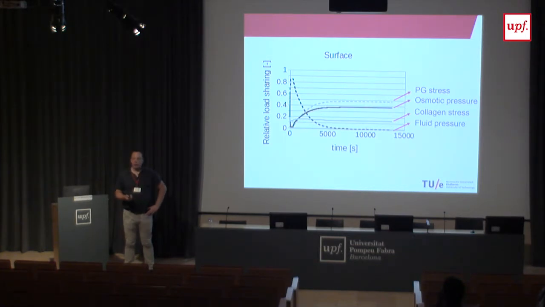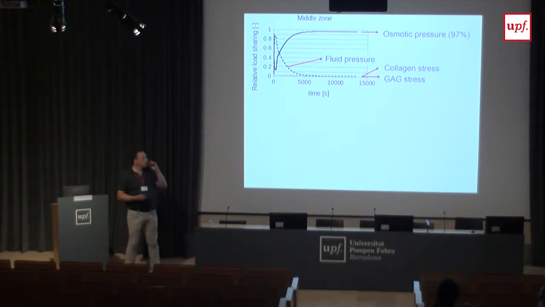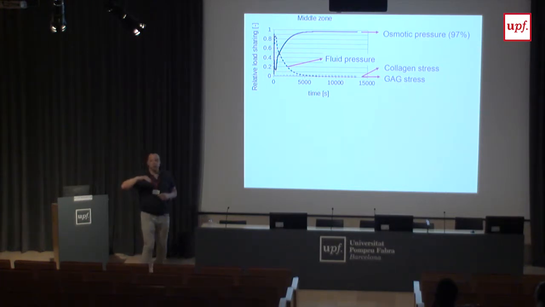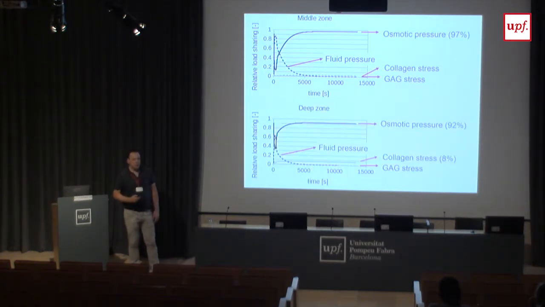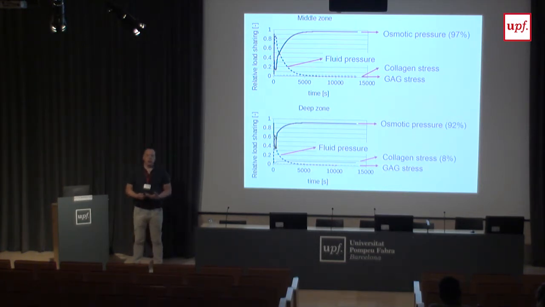Now let's take a look at what happens in the middle and in the deep zone. And it turns out that in the middle zone, basically, all your load is being carried by the osmotic pressure. Like 97% even. And the collagen and the proteoglycans do nothing. They have no role to play. And if you go to the deep zone, you see the same thing. The collagen and the proteoglycans are not strained, not stressed, they don't contribute to the load bearing there. But the osmotic pressure is doing everything.